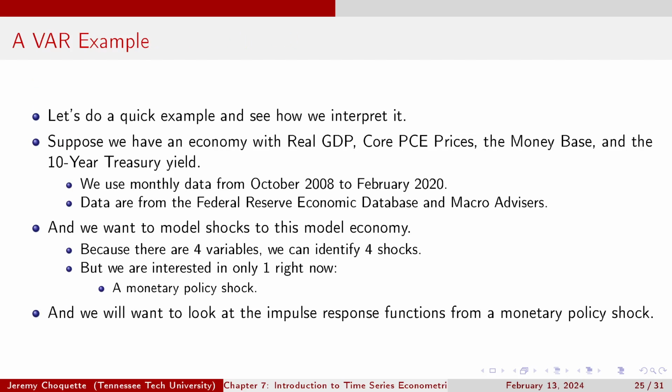And so the money base is going to increase. Now, if the money base increases, I would expect the interest rate to fall. So I get an increase in money, a reduction in the interest rate, and then an increase in prices. And then I ask, what does GDP do based on that? So I get all these shocks where I have an increase in money, a reduction in the 10-year treasury yield, and an increase in core PCE prices.